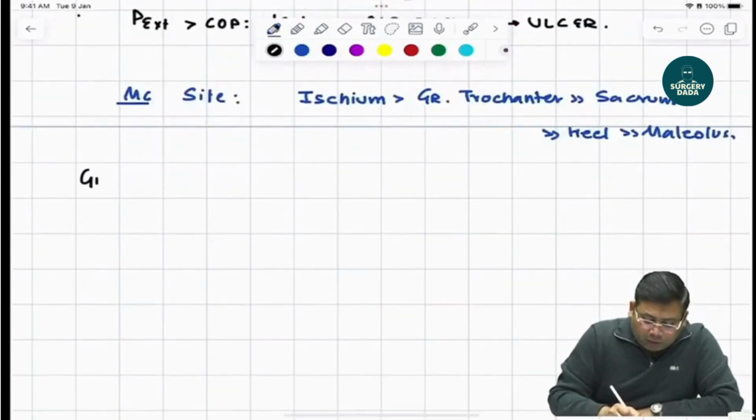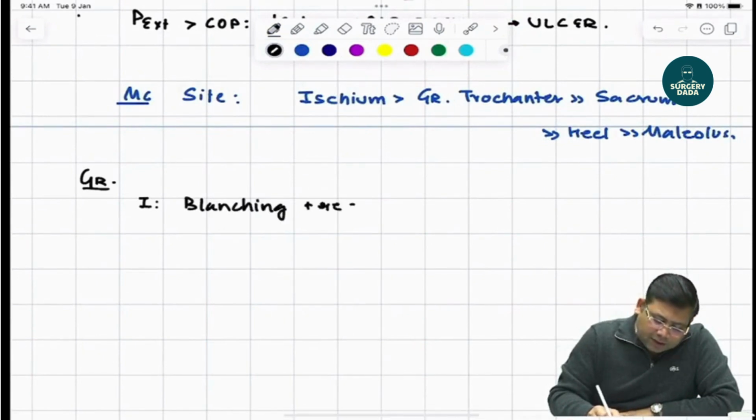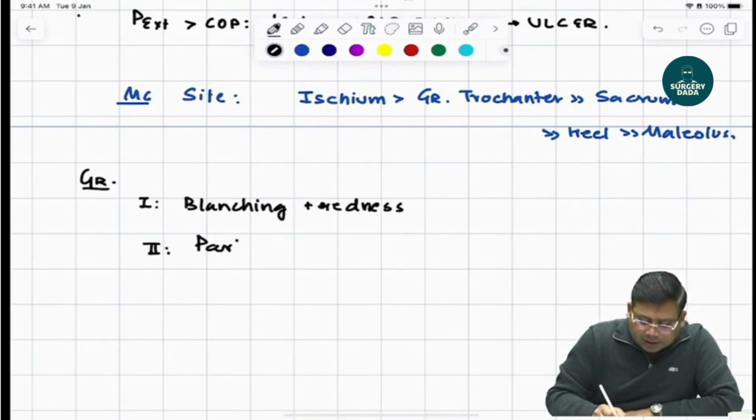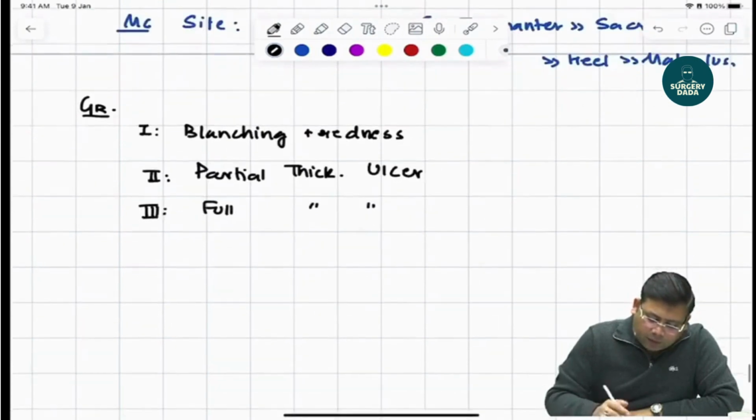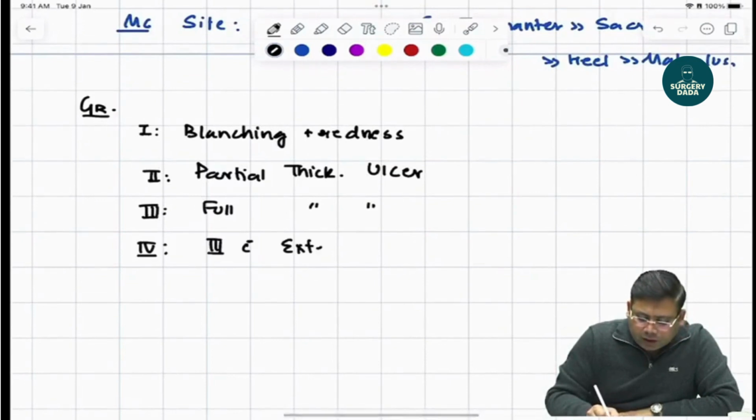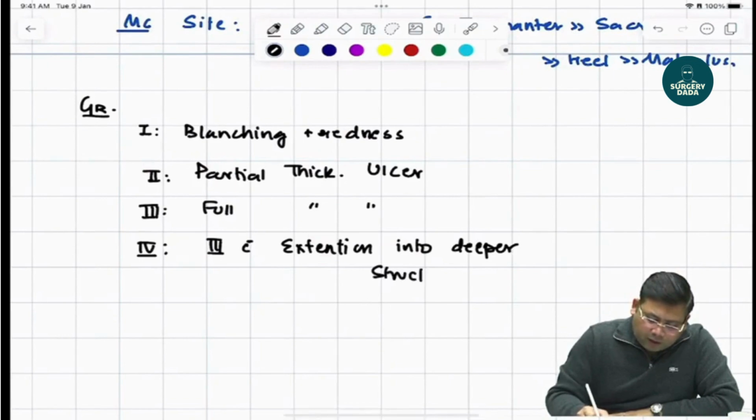Now when you talk about the grading, grade 1 is nothing but blanching and redness. What is grade 2? It is partial thickness ulcer. What is grade 3, students? It is full thickness ulcer. What is grade 4, students? It is grade 3 with extension into the deeper structures. This is very, very, very important.